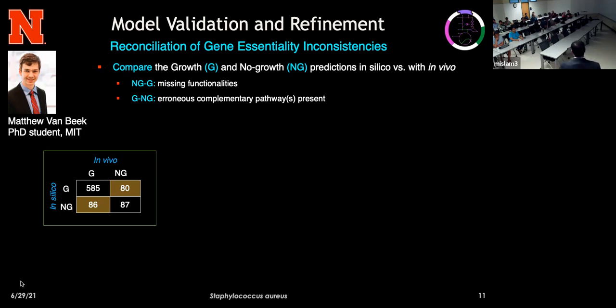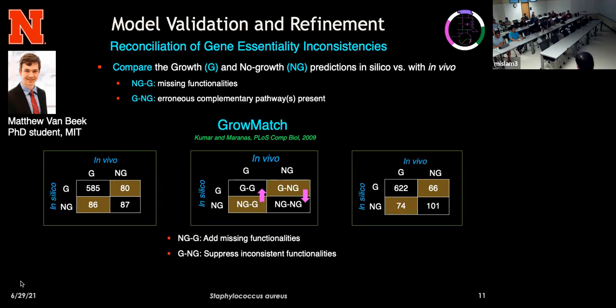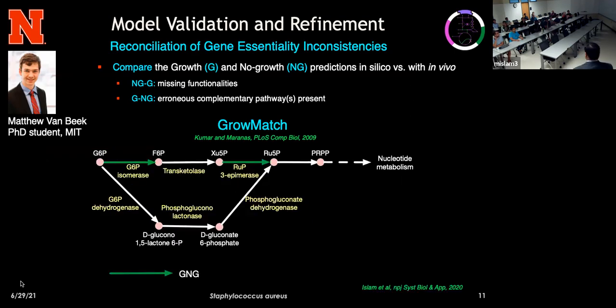Now, to reconcile these errors, Matt used a tool called ProMatch that tries to add or remove functions based on biochemical evidence in literature and also sequence similarity search. Then he reduced those numbers to some extent, but this is all we could do at that point, given the data at our disposal. Here is one example of how ProMatch works.